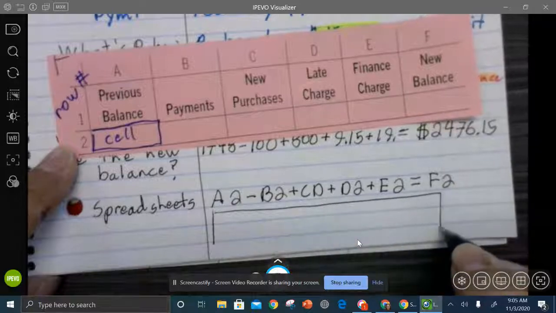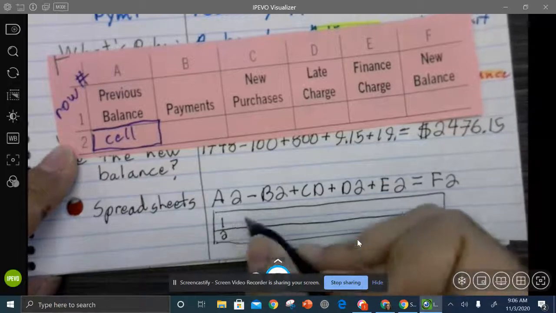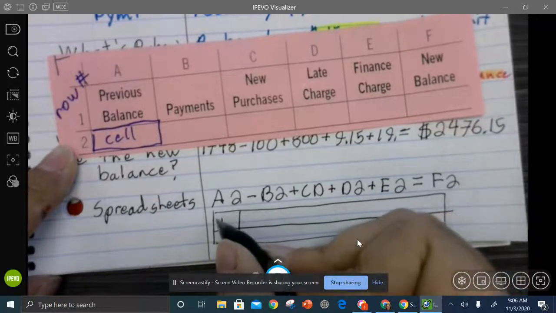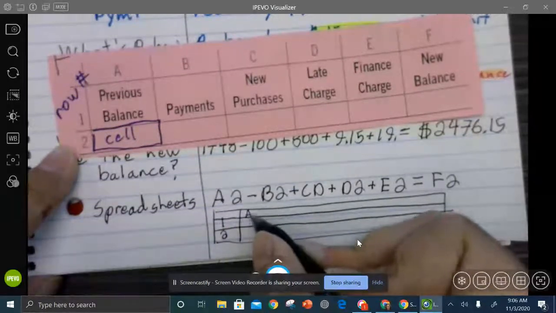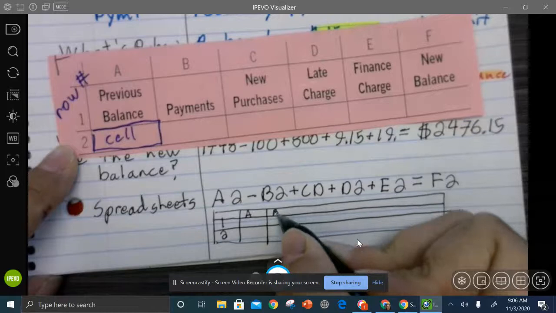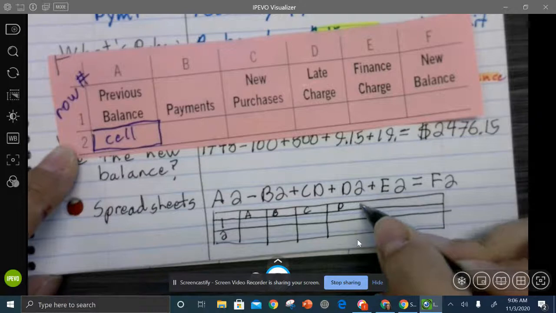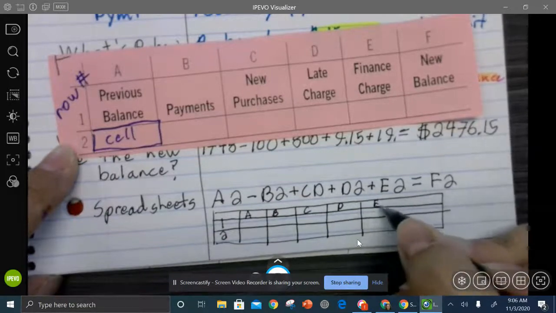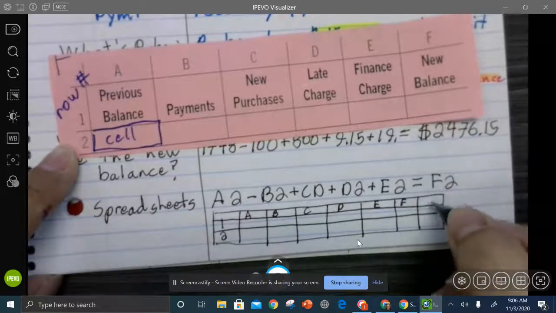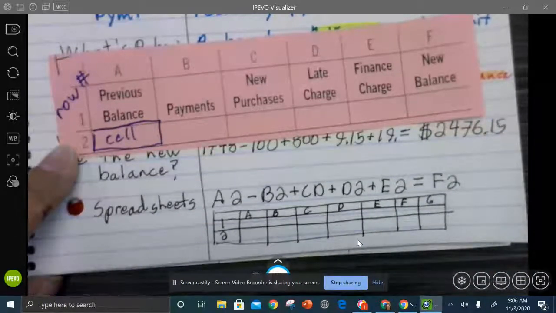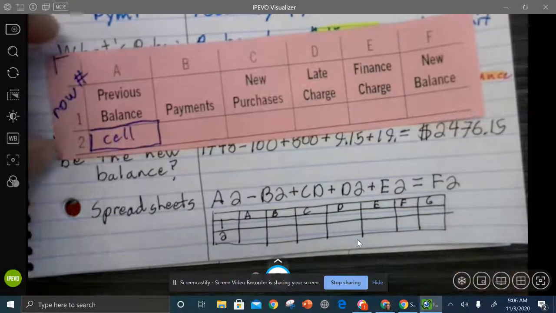Let's do a quick example here. So we have 1, 2. And it would just go like this, with the letters. So A, B. Okay, so that would be an example of this. Everybody got this?